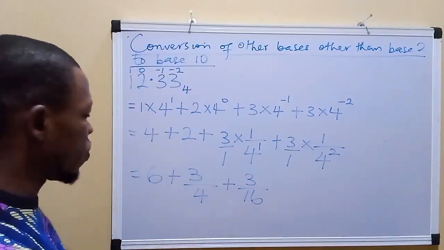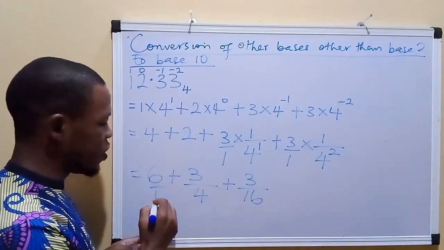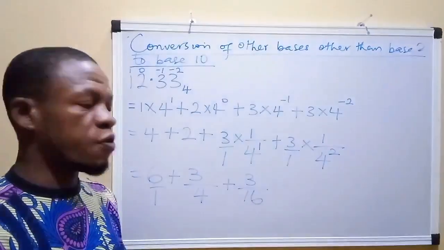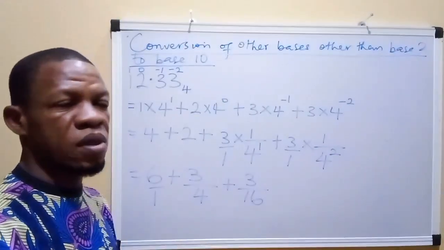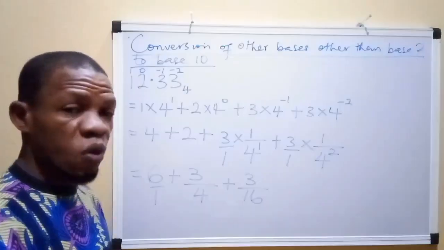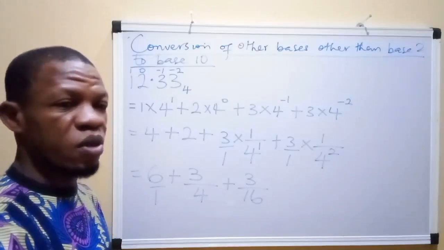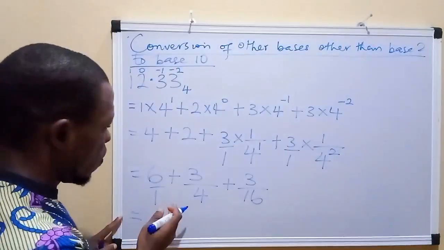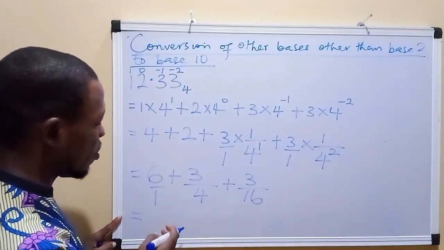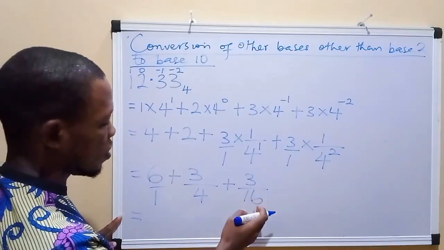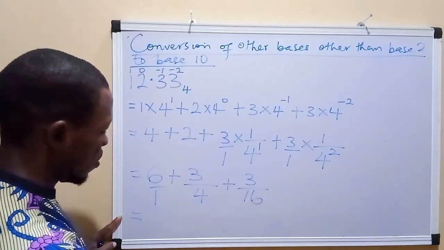Now at this point, we are going to solve this problem using the procedure for solving addition of fractions. I'm going to drop the explanation of the steps in the description of this video. Do well to check the description of this video to get that. We're going to take the LCM of the denominators. And here the LCM of 1, 4, and 16 is 16.